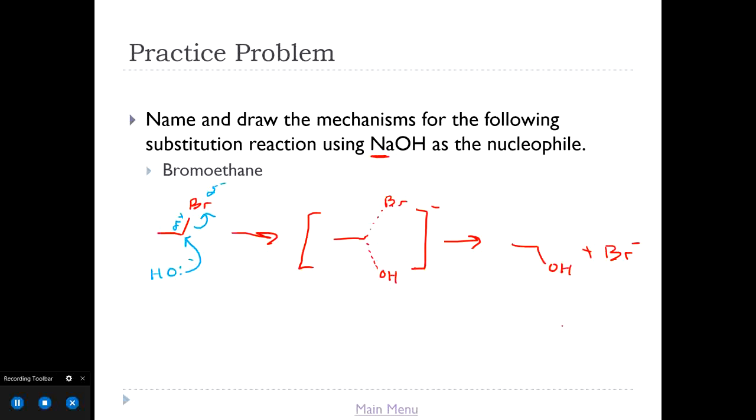So bromoethane, being a primary halogenoalkane, undergoes an SN2 reaction. So I'm going to repeat that. The molecule we have here is a primary halogenoalkane, so it's undergoing an SN2 reaction.